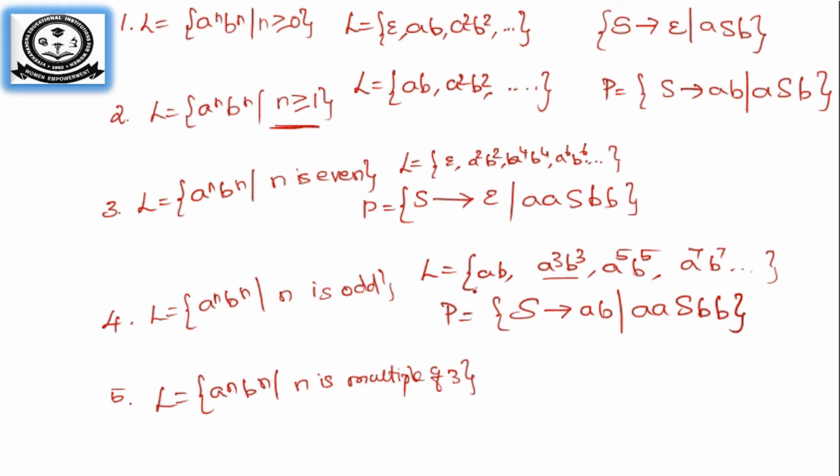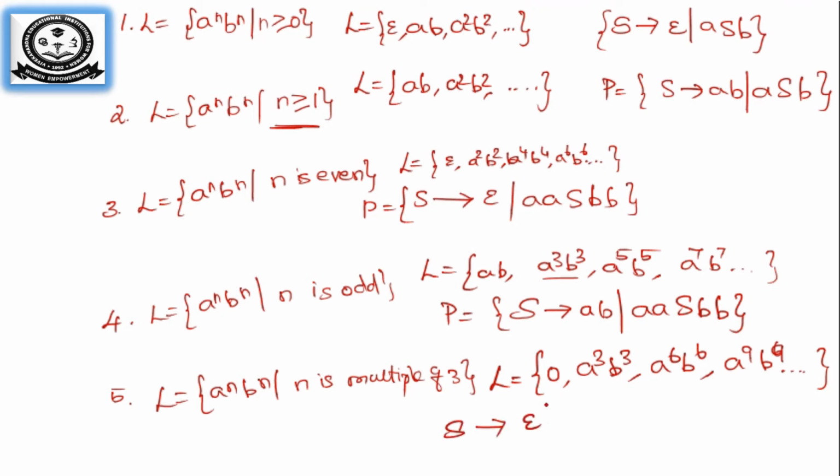Okay, so the last one is multiples of 3. The language that can be generated for multiples of 3: 0 is a multiple of 3. You can have a^3 b^3, divisible by 3, again a^6 b^6 divisible, a^9 b^9 divisible, and it goes on. So we have a 0, so my production rule will have epsilon.